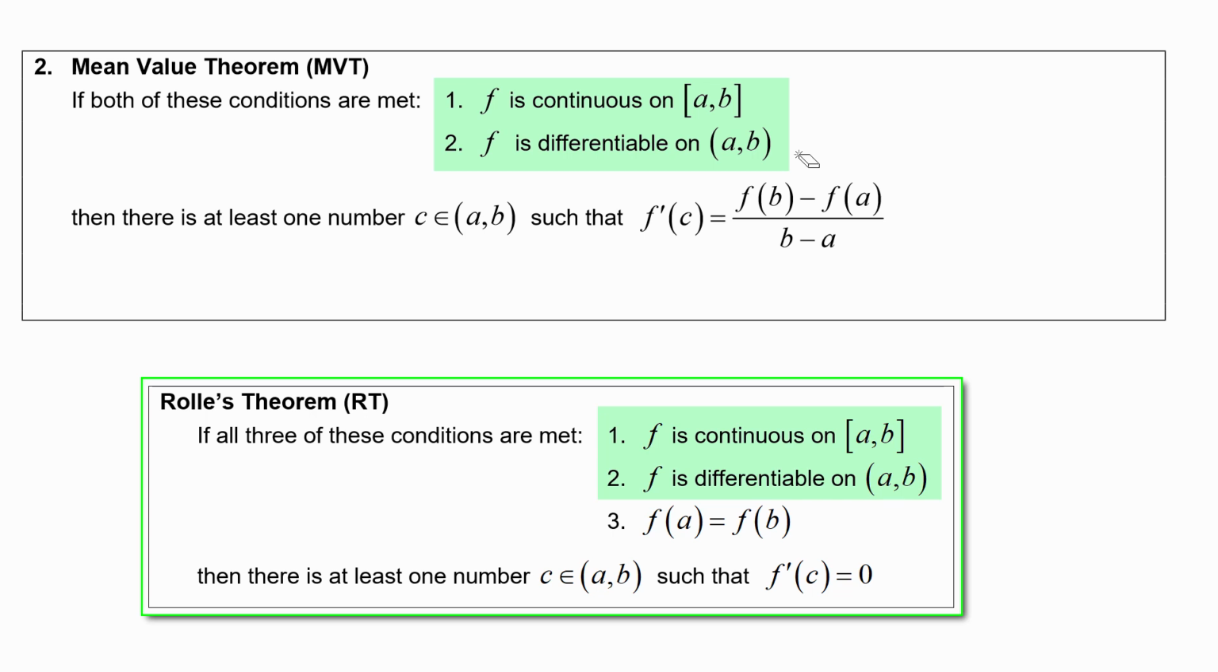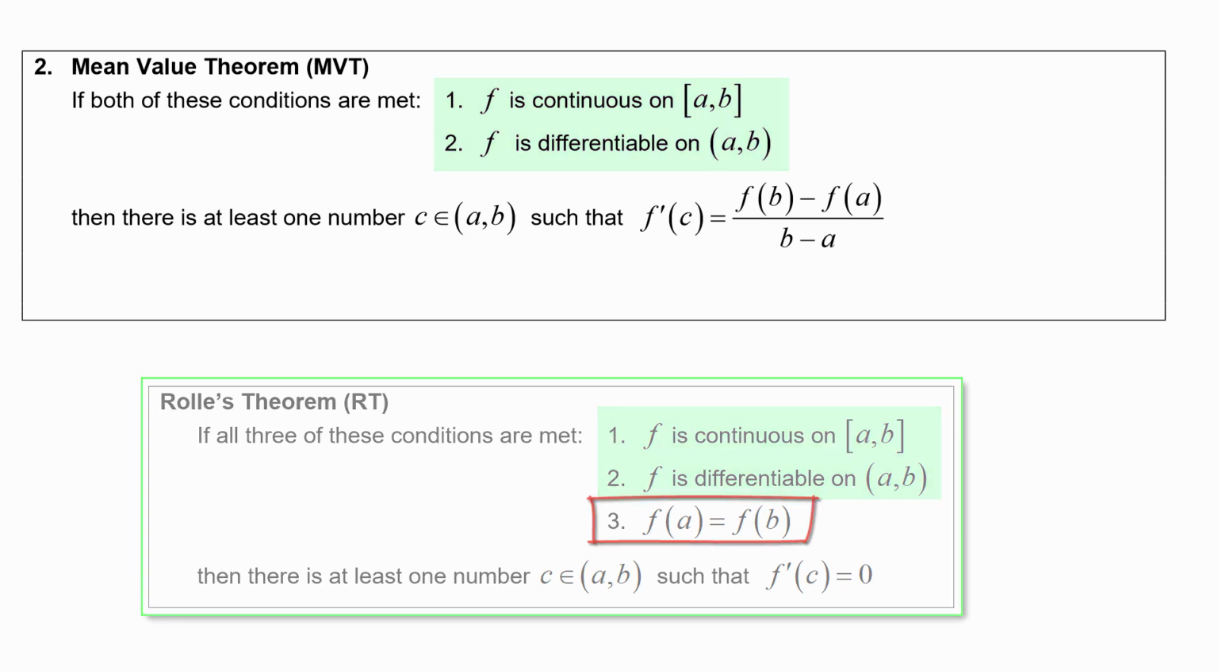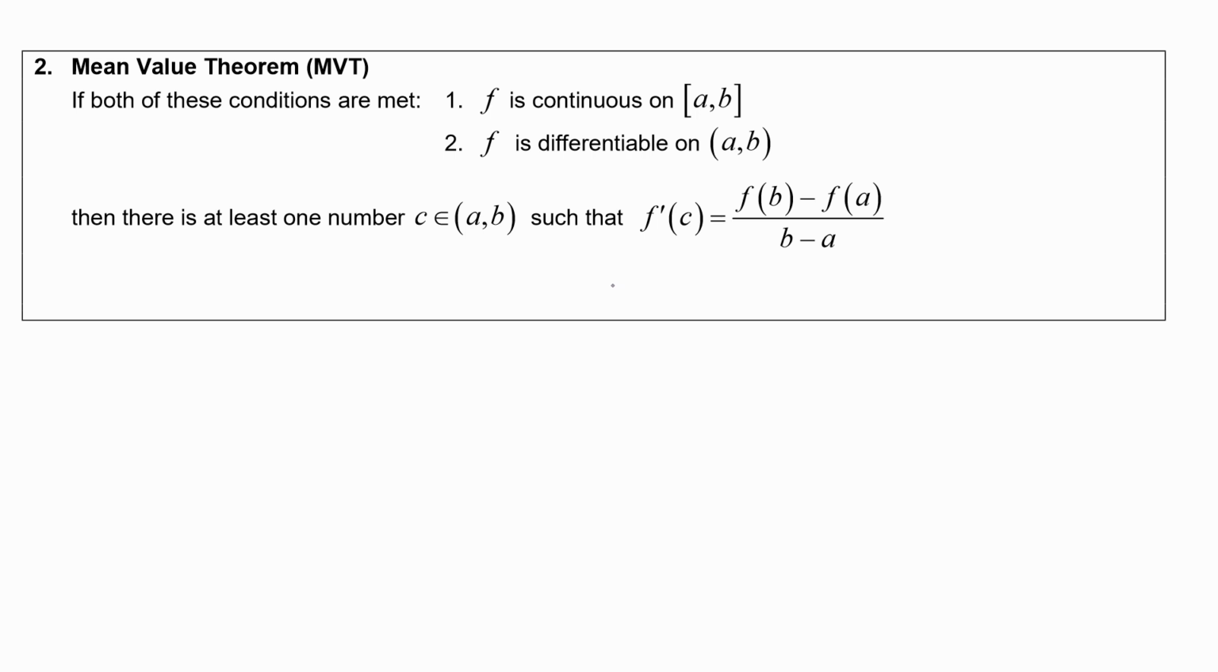So what's different is we do not have to have the third condition where the y values of the endpoints are equal to each other. So to use the mean value theorem, it's okay for the y values at the endpoints of the interval to be different. Now remember that f prime of c is just going to be the slope of the tangent line at x equals c. And that tangent line slope is going to be the same as the slope of the line that goes through the points (a, f of a) and (b, f of b).